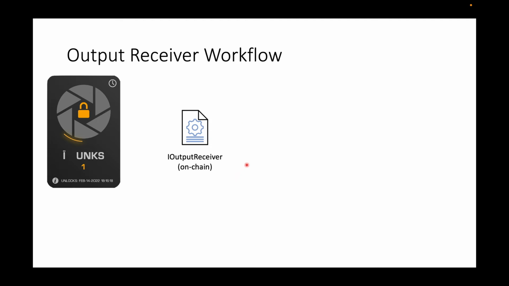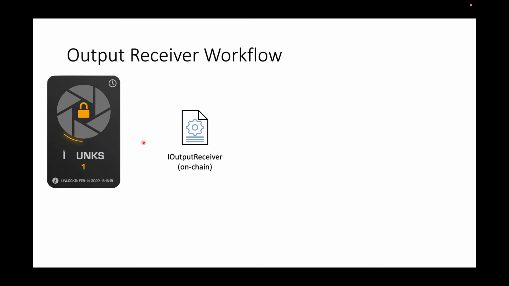So, today I'm going to give you all a very brief overview of how the Revest output receiver workflow works. To start off with, we have our FNFT right here. Someone's just loaded it, and it needs to know what information it needs to be displaying to the end user. This is not a normal FNFT. It has something called an output receiver, which acts as a module on top of the core Revest system.